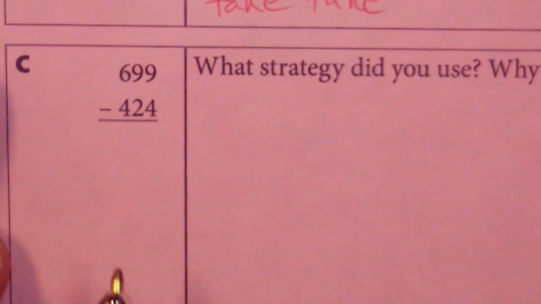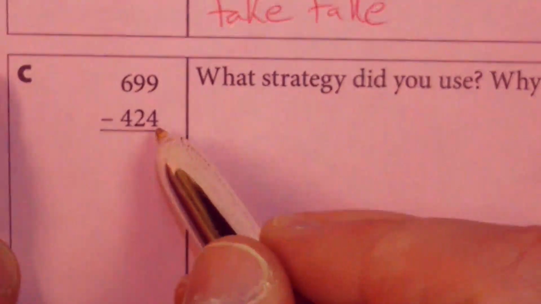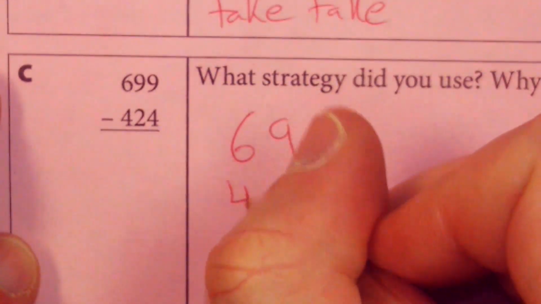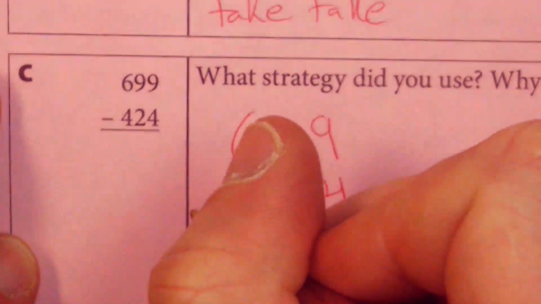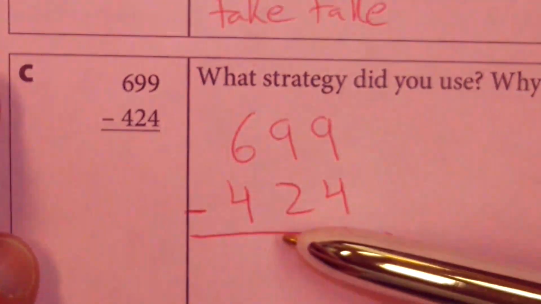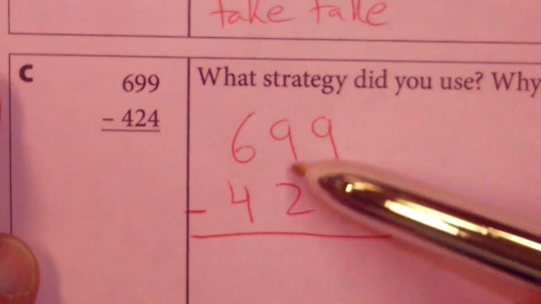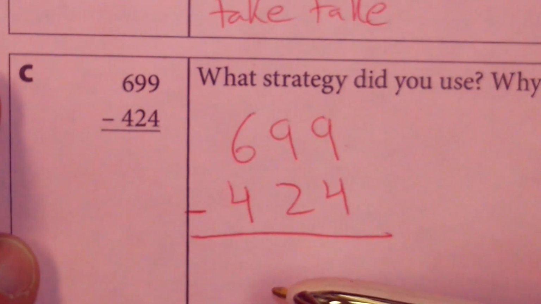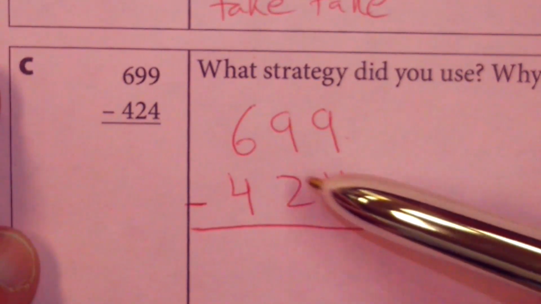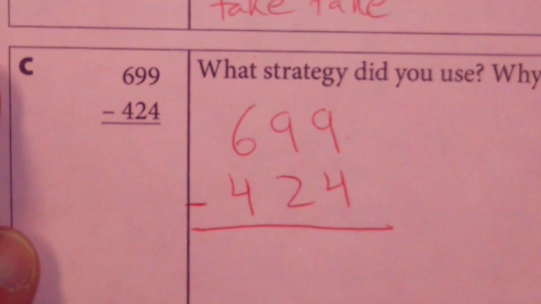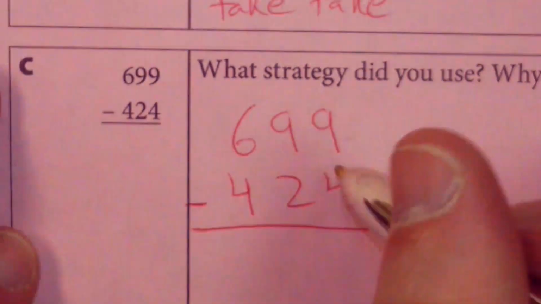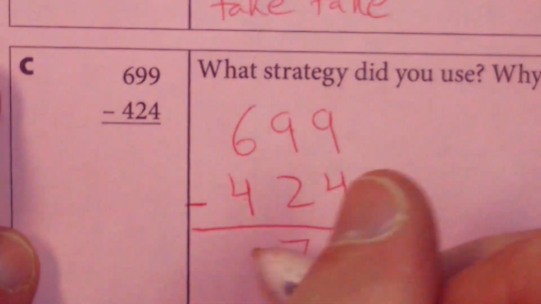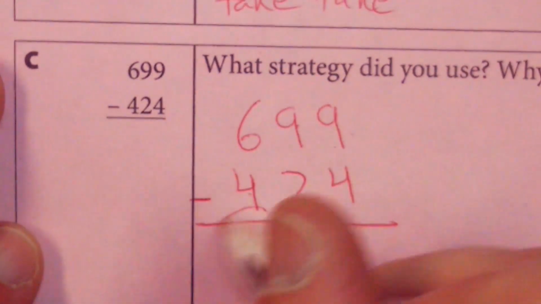Ooh, okay, I'm going to give you a suggestion for this one. You don't have to do it, but when I look at 699 minus 424, when I'm thinking of which strategy to use, I check to see if the bottom number is smaller than the top number. 4 is smaller than 9, 2 is smaller than 9, 4 is smaller than 6. When you do the standard algorithm in this kind of situation, you don't have to borrow, do you? 9 minus 4 is 5. 9 minus 2, 7. 6 minus 4, 2. No borrowing. There's my answer.